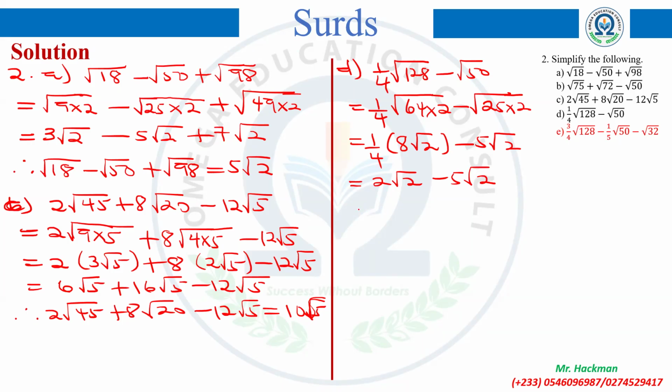So now we are going to have our conclusion drawn because we know we can combine straight away and we land at our answer. So 1/4 root of 128 minus root of 50 will be equal to 2 minus 5, which will give us minus 3. Then you keep your surd, which is root of 2.